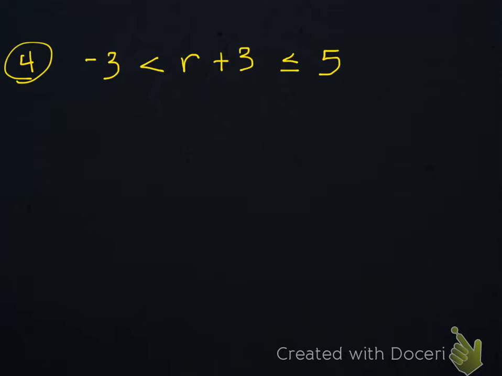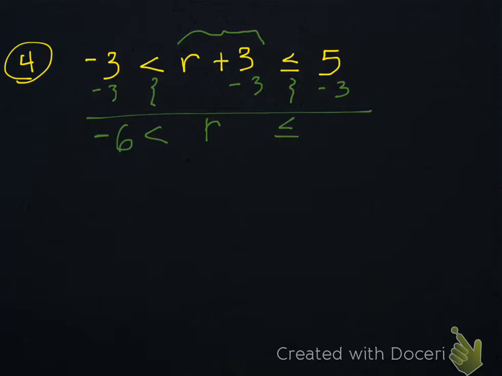Okay, so we have another problem. This is number 4. It looks just like number 2, right? We have the 3 separate pieces. Remember, we're solving what's in the middle. So I'm going to subtract 3 from all 3 pieces. That's going to get me my new equation. So negative 3, that's not 0. It's negative 6. Symbols don't change because we did not multiply or divide by a negative, and then 5 minus 3 is 2.